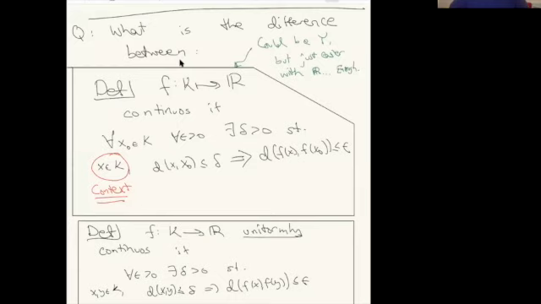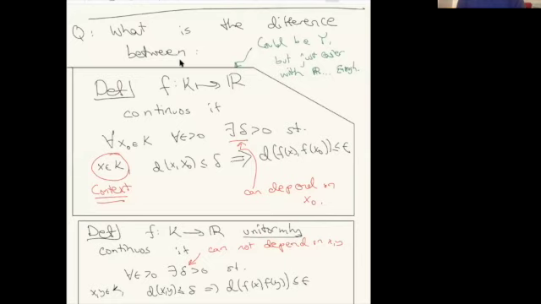The first difference is that, because the existential quantifier comes after the for every quantifiers, this delta can depend on x naught, the point you're centered at. Whereas this delta here cannot depend on x or y. This is the main difference that you should internalize.